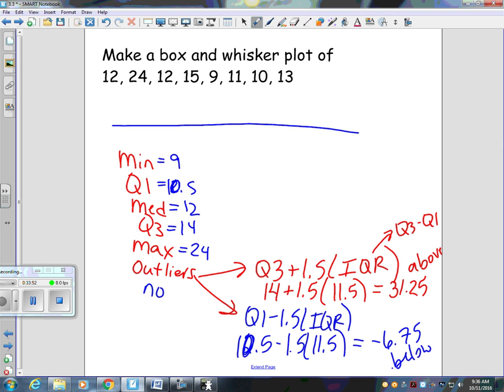Okay, on my number line, I've got to go from 9, so I'll just start at 5, and I need to go all the way to 25. So what can I count by? 5's: 10, 15, 20, okay? And these 3 will be my box. So I put a line at 10.5, a line at 12, and a line at 14. Those are my box. And where do you draw your whiskers to? 9 and 24.